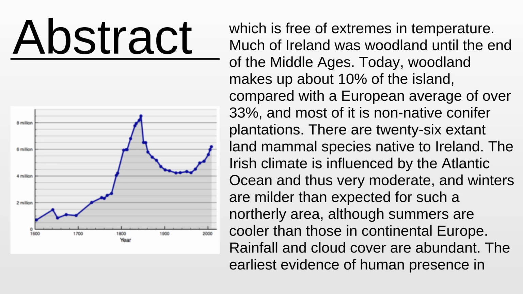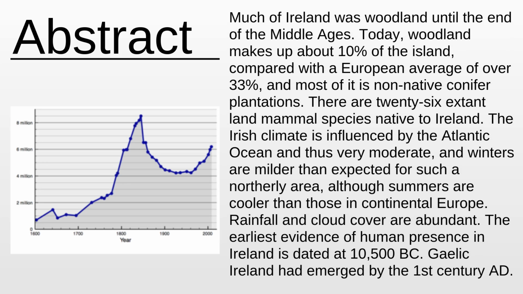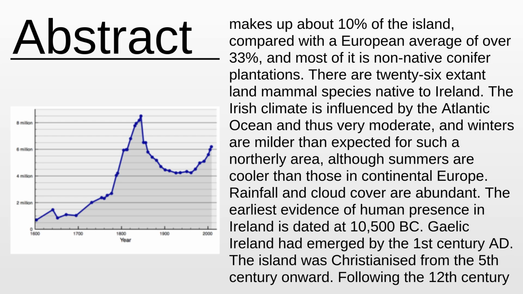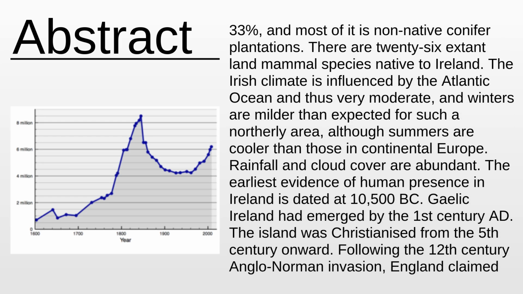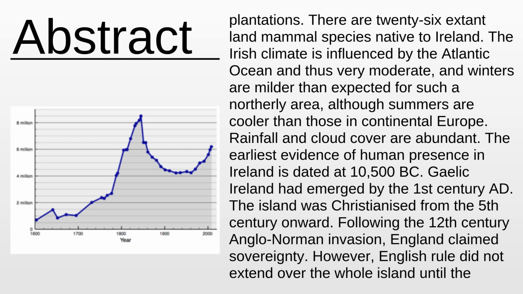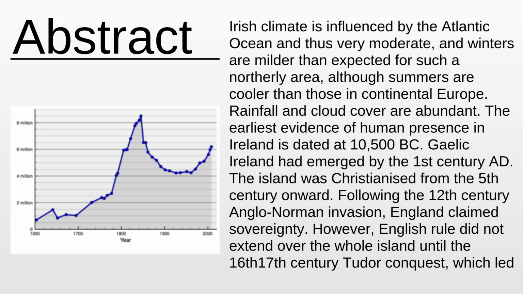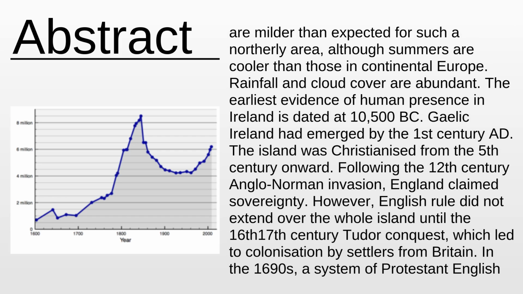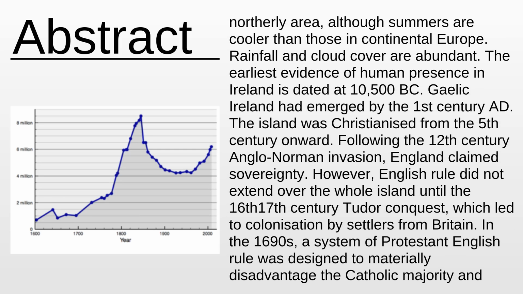Much of Ireland was woodland until the end of the Middle Ages. Today, woodland makes up about 10% of the island, compared with a European average of over 33%, and most of it is non-native conifer plantations. There are 26 extant land mammal species native to Ireland. The Irish climate is influenced by the Atlantic Ocean and thus very moderate, and winters are milder than expected for such a northerly area, although summers are cooler than those in continental Europe. Rainfall and cloud cover are abundant.